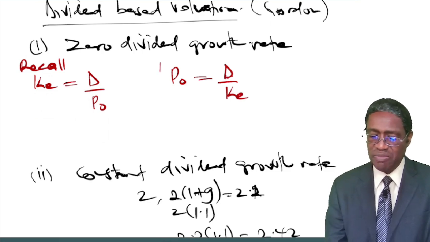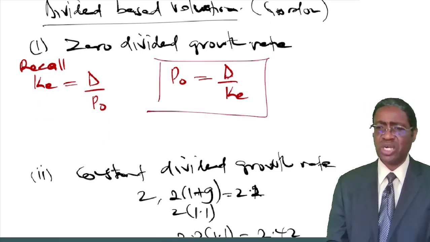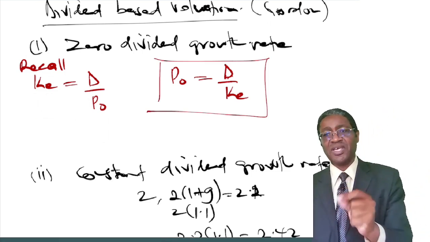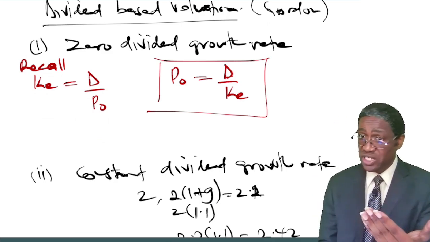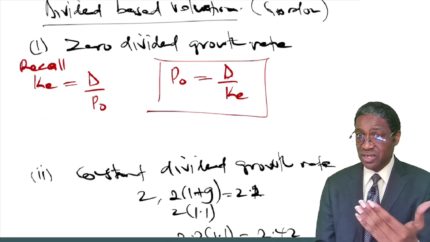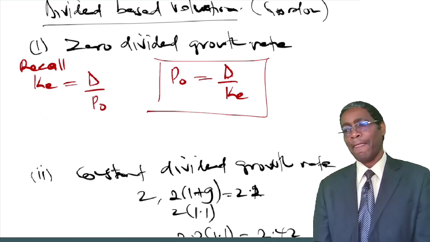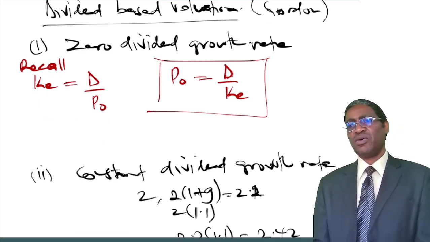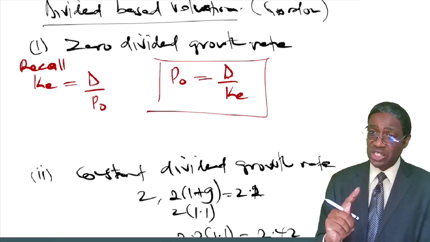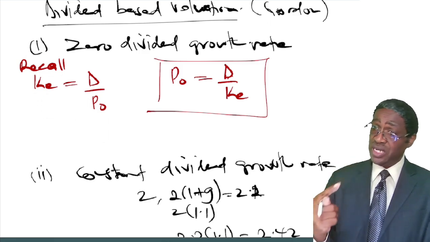D divided by KE. So this is the formula we shall be using to get the value of the ordinary share where there is no growth in dividend. Are you there? Where there is no growth in dividend. Okay? Good. That was the first category. Now you know how to value ordinary shares where there is no growth in dividend.